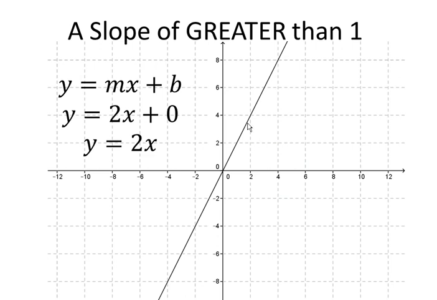You can also do the rise over run thing. Here we go. We're going up 4 units and over 2 units. That makes it a 4 over 2 or a 2 slope.